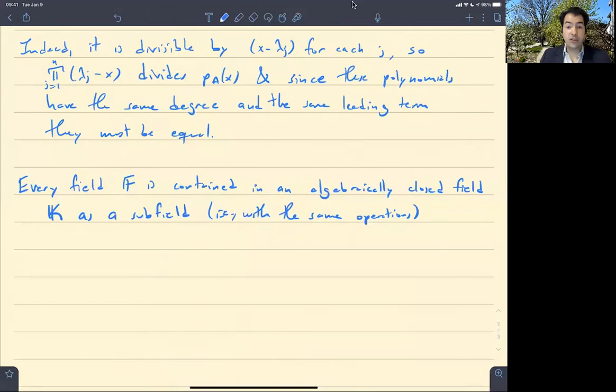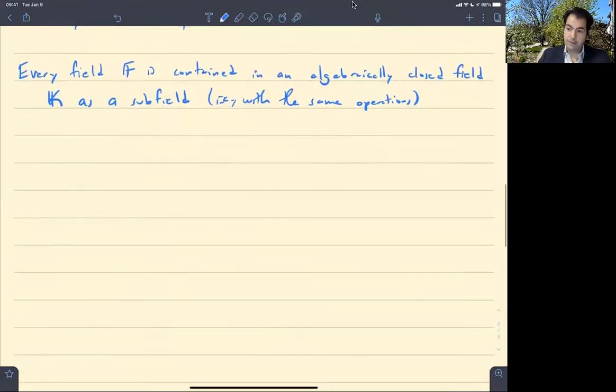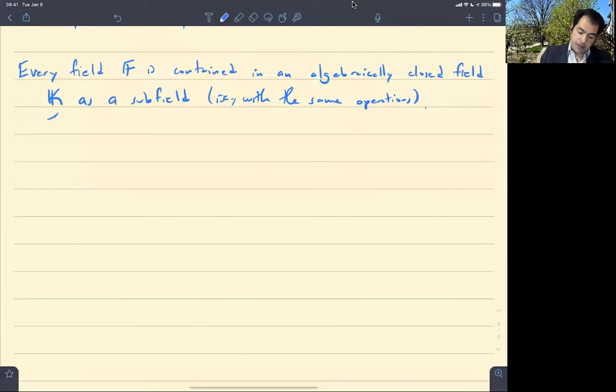So again, this is just like the real numbers and the complex numbers. If I have two real numbers and I add them, it doesn't matter whether I'm thinking of them as real numbers or as complex numbers, I get the same result. And same thing when I multiply them.